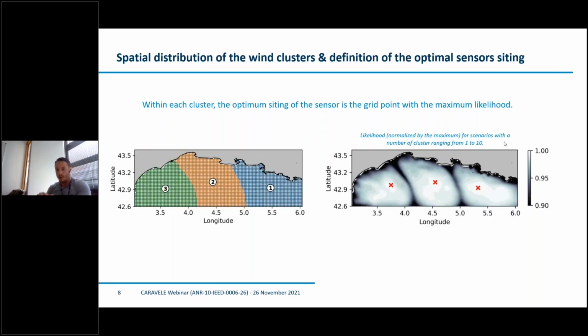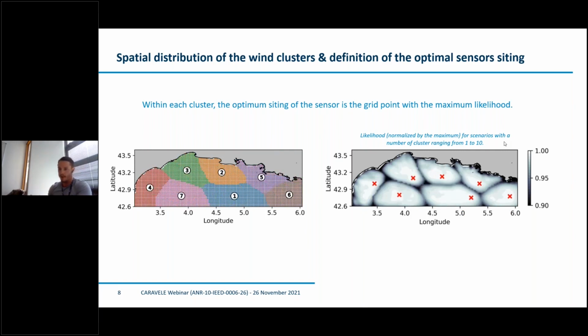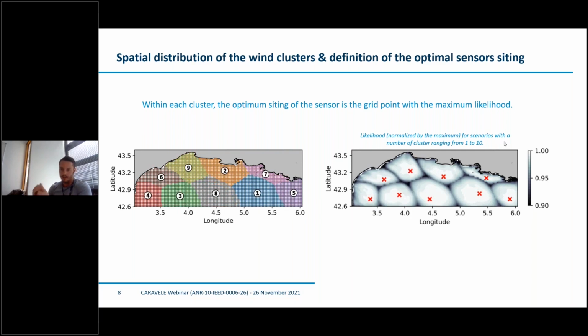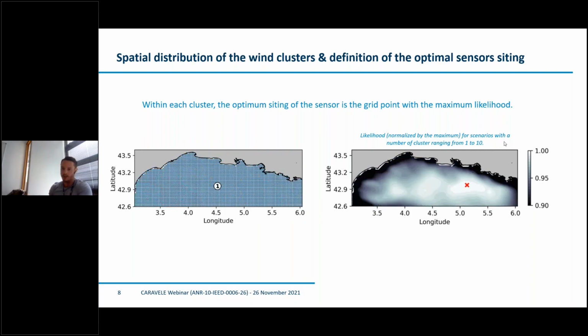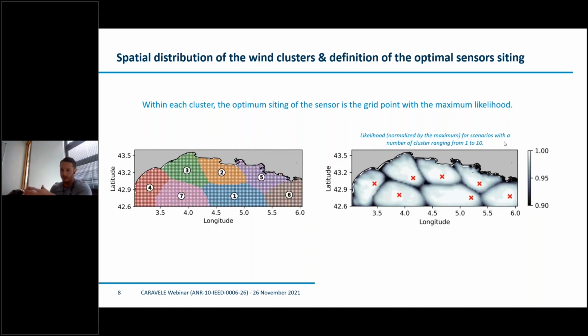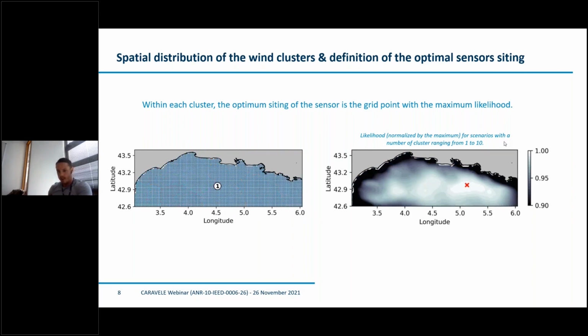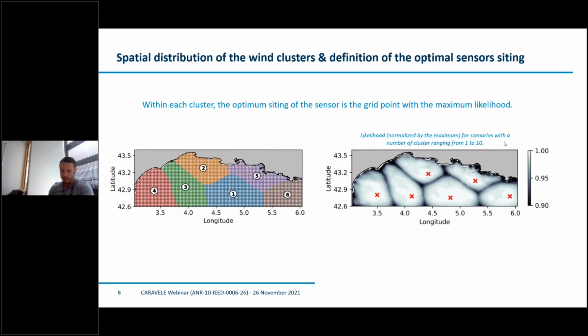So here's what we obtained for the Mediterranean Sea area. Once we identify our cluster, we then need to identify the optimal location of each sensor within each cluster. We consider in this analysis that one cluster is associated with one sensor.